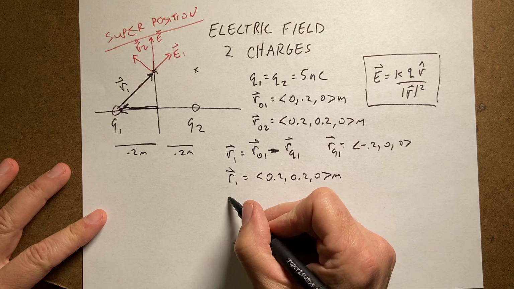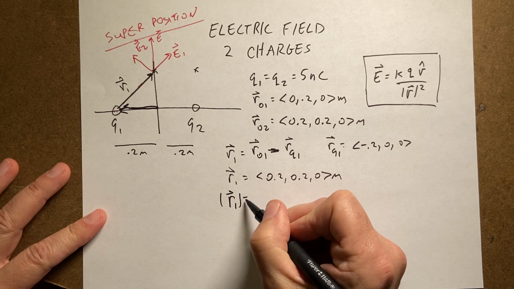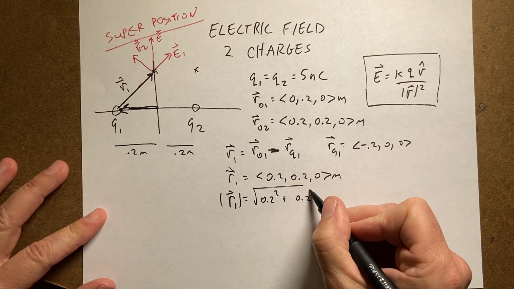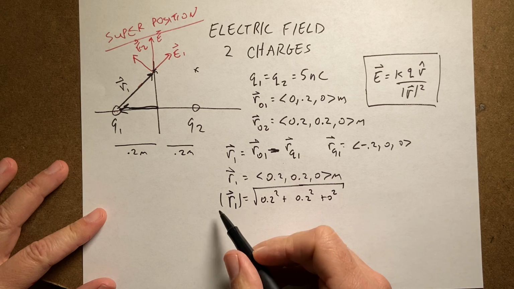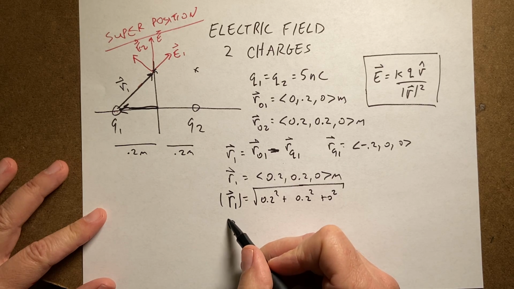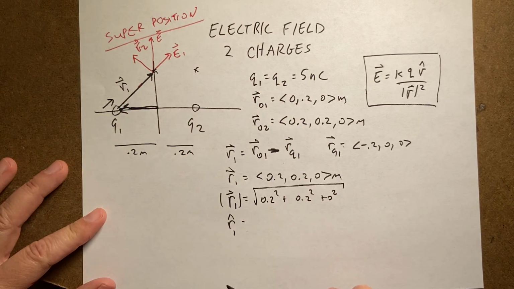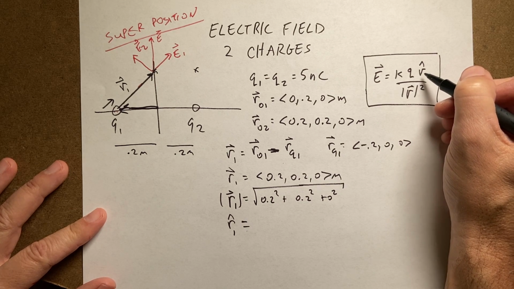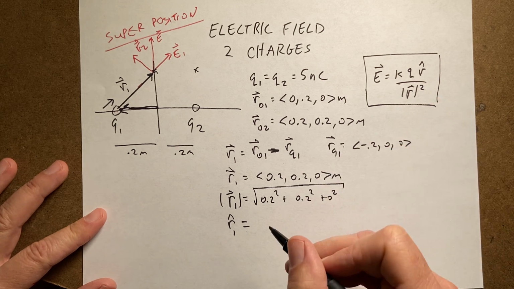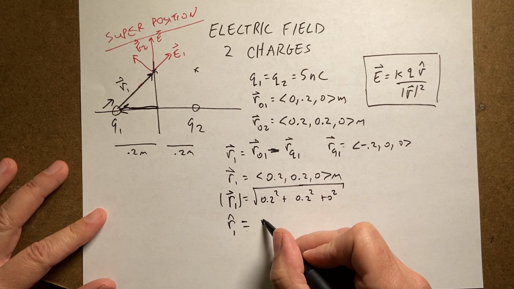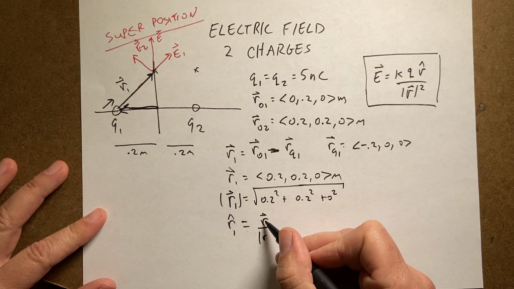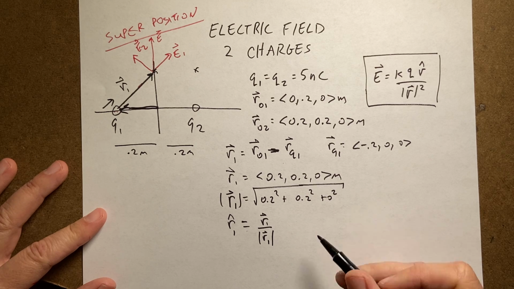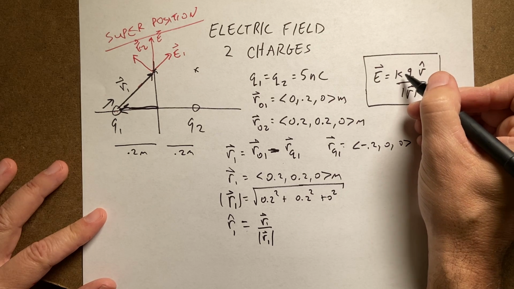Now the next thing I need to do is find the magnitude of R1. That's going to be equal to the square root of 0.2 squared plus 0.2 squared plus 0 squared. Then I'm going to find the unit vector R1 hat. This tells me the direction. I need that because if I don't do that, I don't get the electric field as a vector. So this is going to be equal to the vector R1 divided by the magnitude of R1, which I just found. And I didn't give you a number for that. So then I can put it in up here.